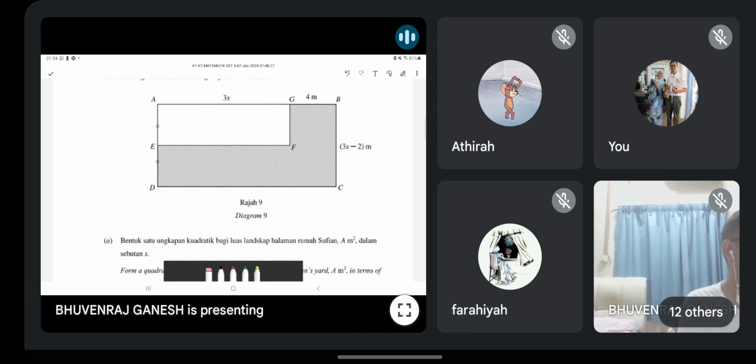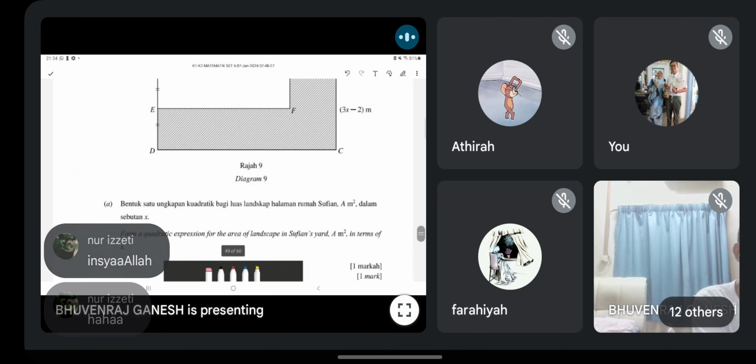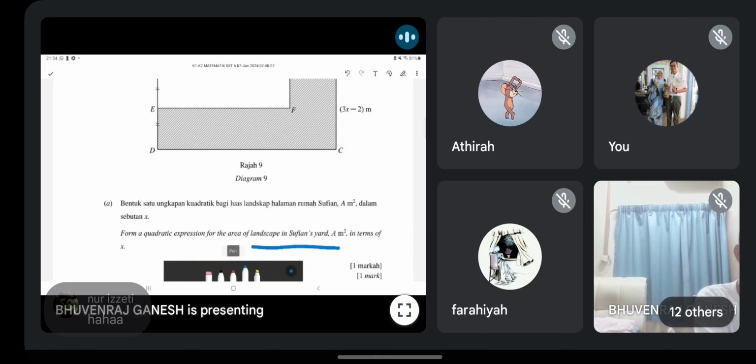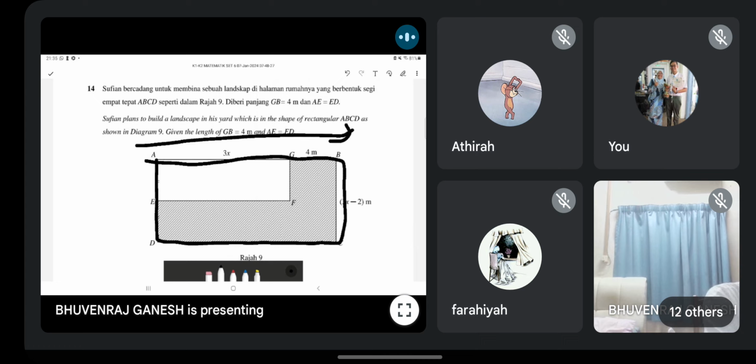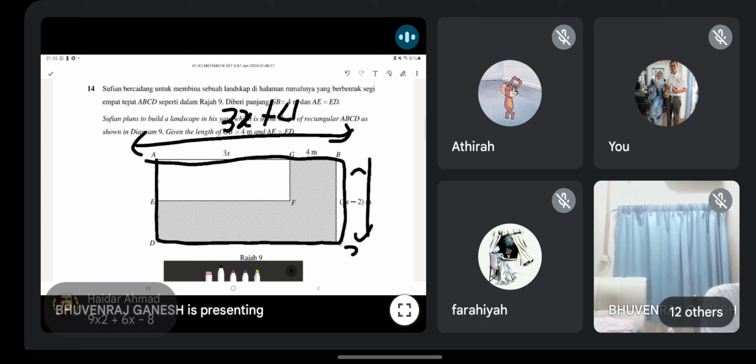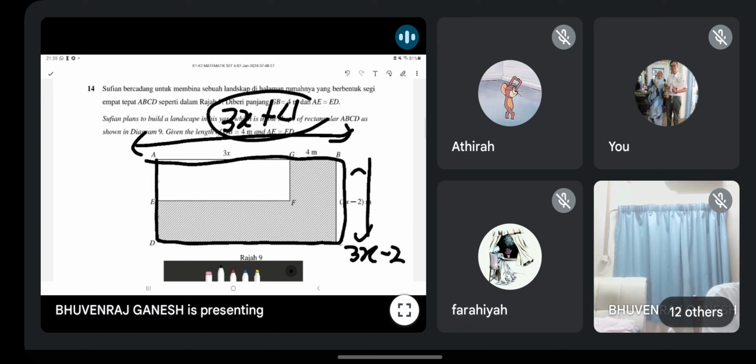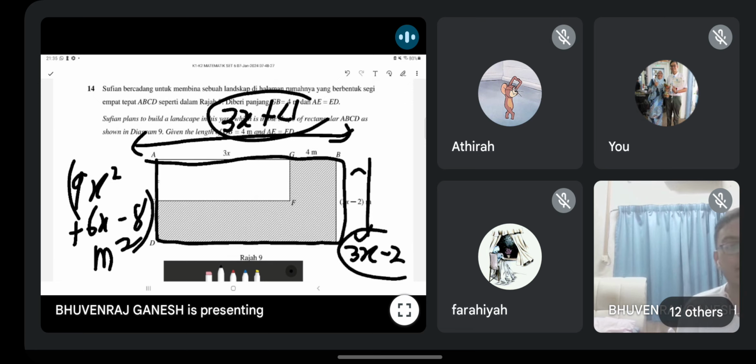Okay, so next one. 14 pun ni mudah, quadratic. Okay, quadratic expression, area of landscape of the yard. So guys, macam mana cari yang ni? What is the expression? Anyone can tell. Yang ni mudah sahaja. Untuk seluruh yang ni, mereka nak luas. Jadi, yang ni, 3x tambah 4, 3x plus 4, kamu darab dengan yang ni. Okay, final answer, yes, that is the answer. Kamu kembangkan yang ni saja. Multiply these two and then expand. Guna kuadratik. Final answer, 9x square plus 6x minus 8. Okay, jangan lupa letak unit. Must put unit meter square.